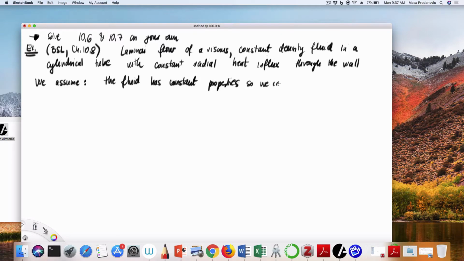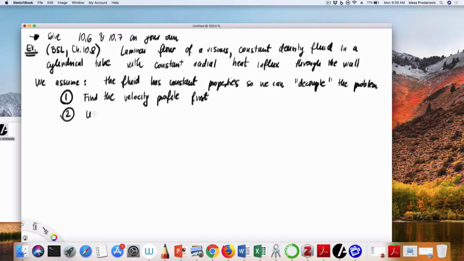So we can decouple the problem. Our step one is find the velocity profile first. Well, actually, we did that already in the previous chapter. And then use velocity to find temperature profile.